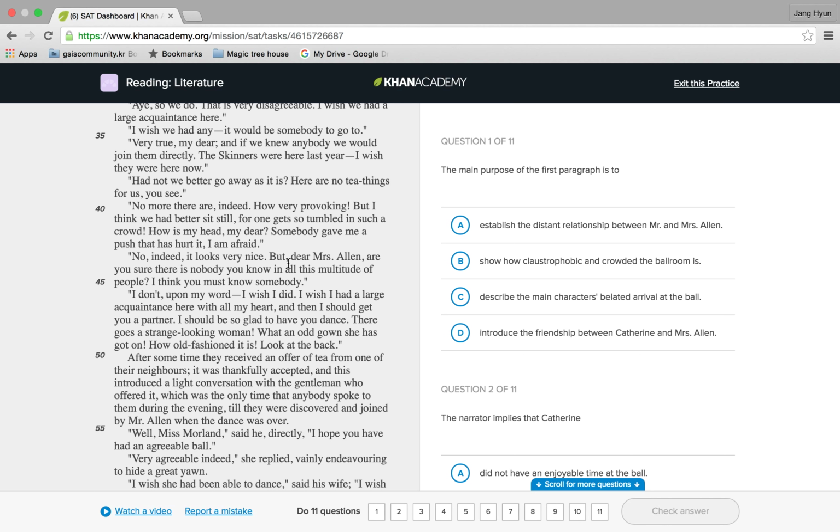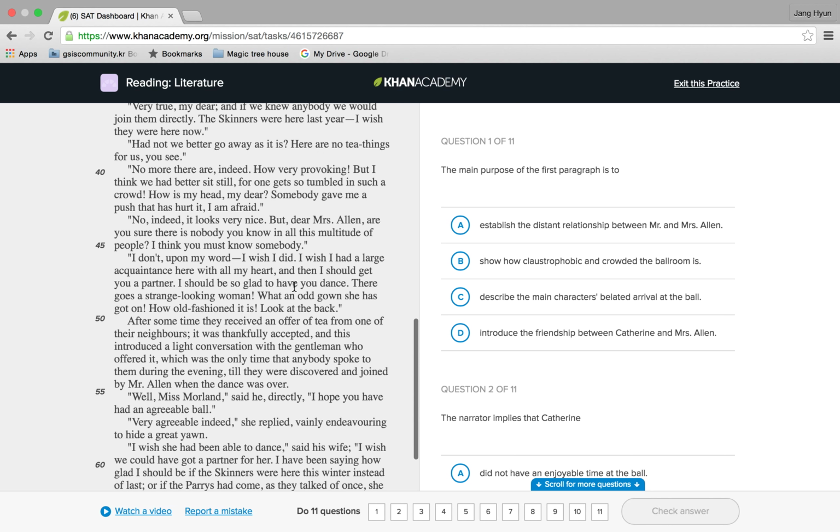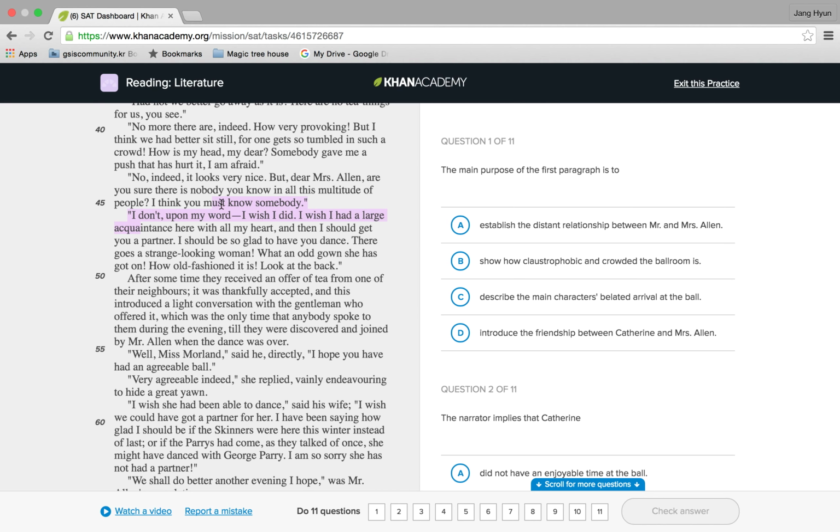No, indeed, it looks very nice, but dear Mrs. Allen, I'm sure there's nobody you know in all this multitude of people. I think you must know somebody. I don't. Upon my words, I wish I did. I wish I had a large acquaintance here with all my heart, and then I should get you a partner. I should be, so glad to have you dance.